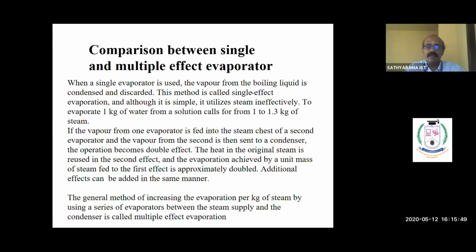If two evaporators are used, then it is known as a double effect evaporator. And if three evaporators are used in series between the steam supply and the condenser, then it is known as a triple effect evaporator. And if the number increases beyond 3, then it is known as multiple effect evaporation.